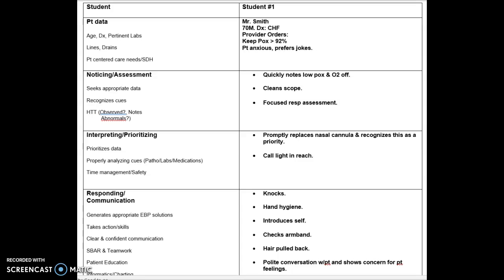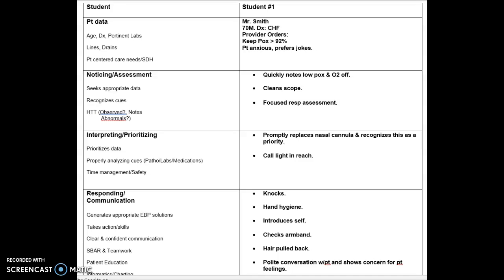In this particular video, we will start with the patient data that was given to the clinical instructor and the student. The patient was Mr. Smith, a 70-year-old male. Their diagnosis was congestive heart failure, and there was a provider order to keep the pulse oximetry greater than 92%. One of the patient-centered care needs was that the patient is a little anxious and prefers jokes. That was given in the night shift to day shift report.